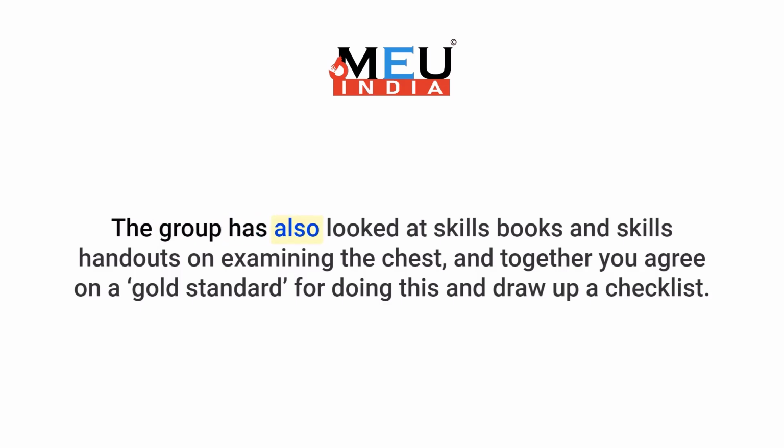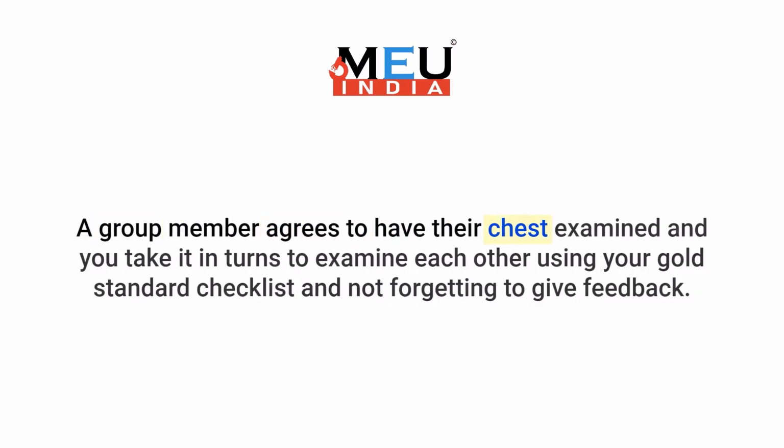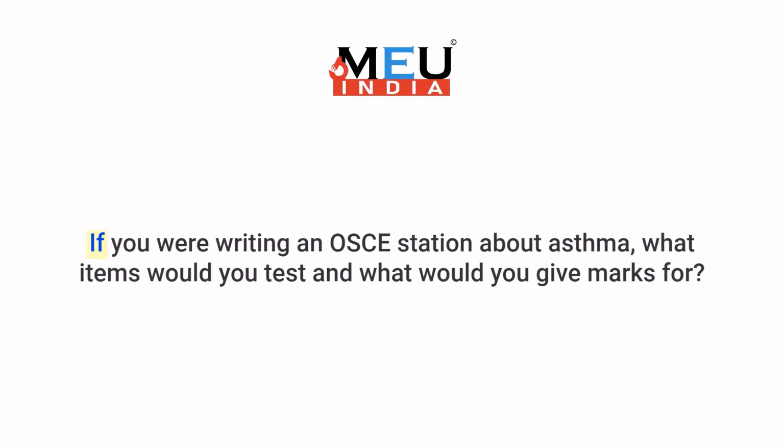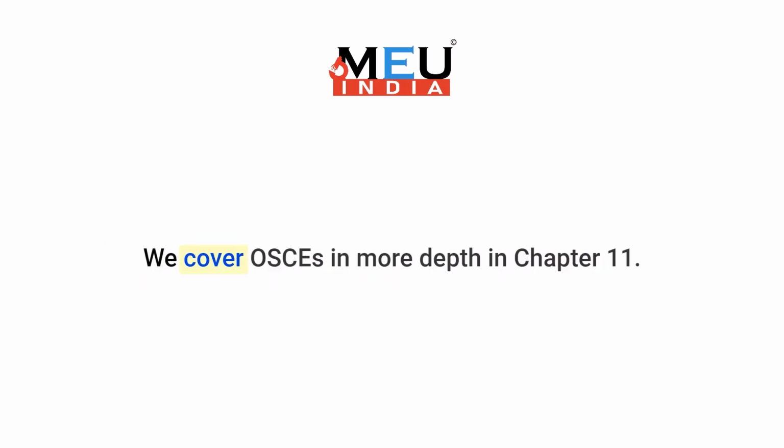The group has also looked at skills books and skills handouts on examining the chest, and together you agree on a gold standard for doing this and draw up a checklist. A group member agrees to have their chest examined and you take it in turns to examine each other using your gold standard checklist, not forgetting to give feedback. Don't forget to have your examiner's hat on. If you were writing an OSCE station about asthma, what items would you test and what would you give marks for? We cover OSCEs in more depth in chapter 11.